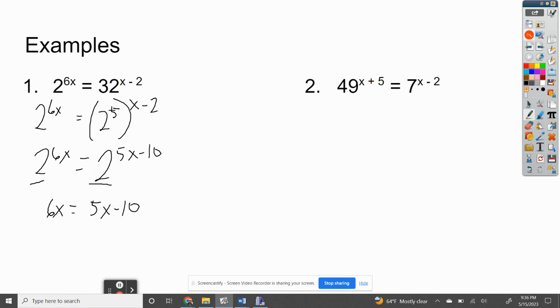And this is only going to take me one step to solve. If I subtract the 5x from both sides, we just get x left on the left there. And on the right, we just have our negative 10. So there's your solution, x equals negative 10.